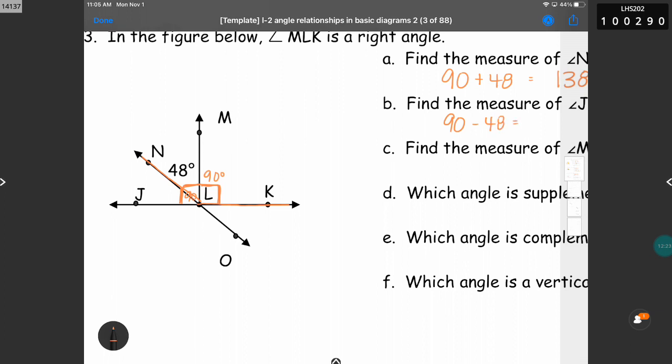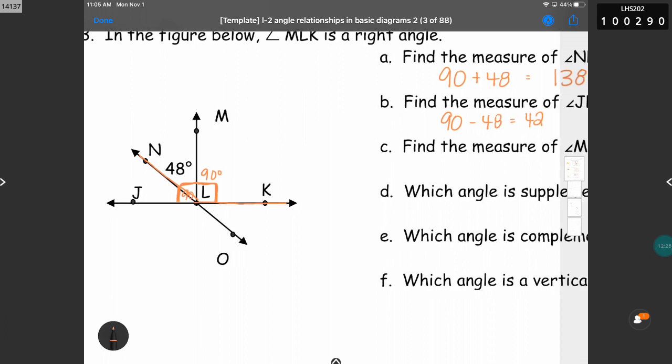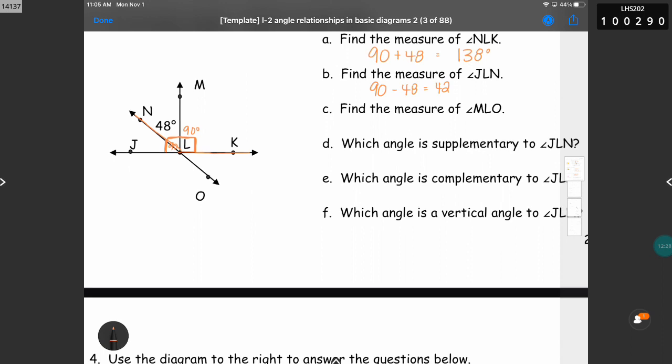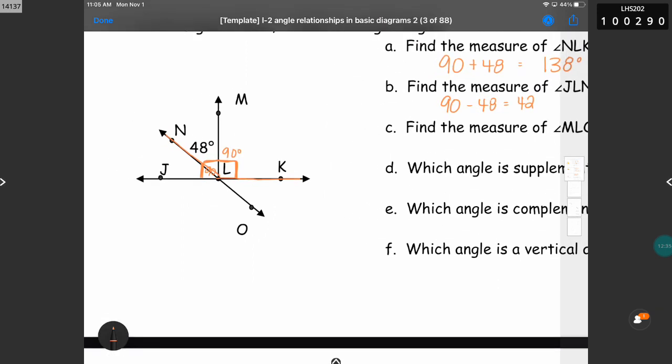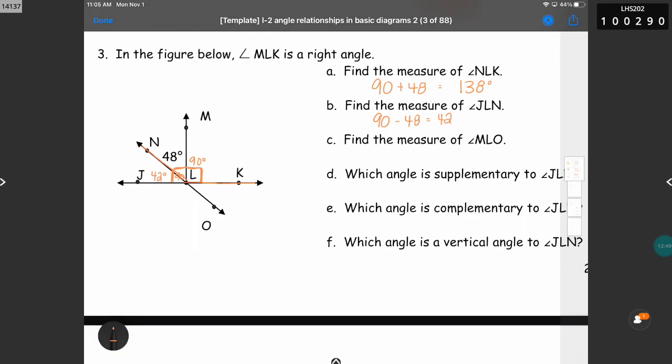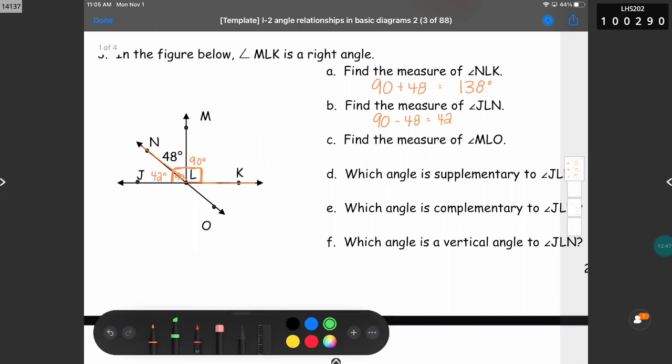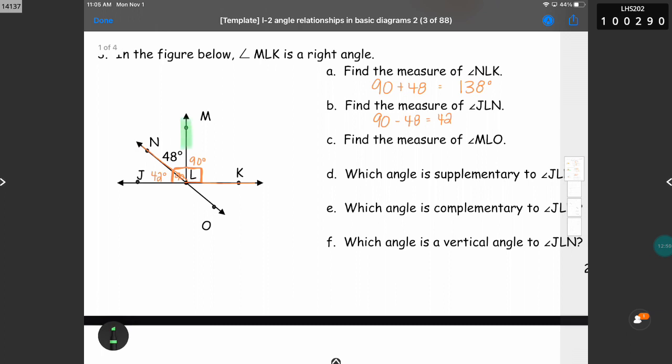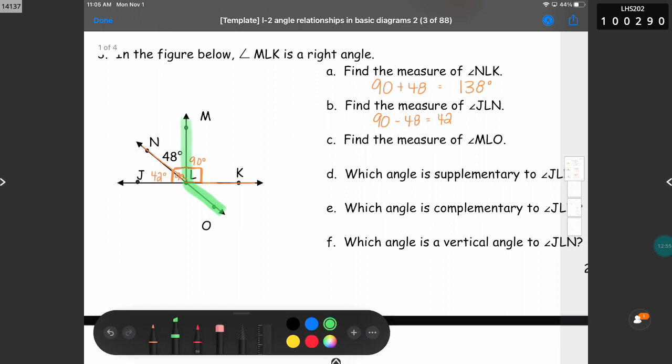Find the measure of MLO. So if JLN is 42 and NLK is 138, we have to figure some stuff out. You do 180 minus 138, because KLO is equal to NLM, and MLO is what we're looking for. Then just add the 90 degrees. So it's 90 minus 48, because the angle NLM is the same angle as KLO.